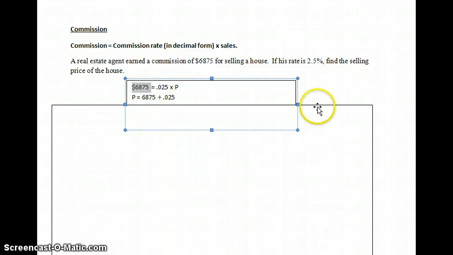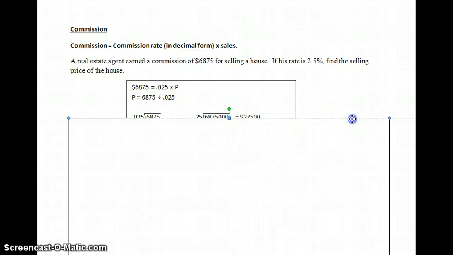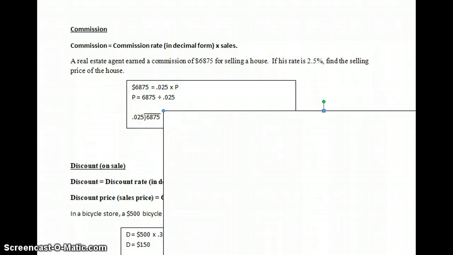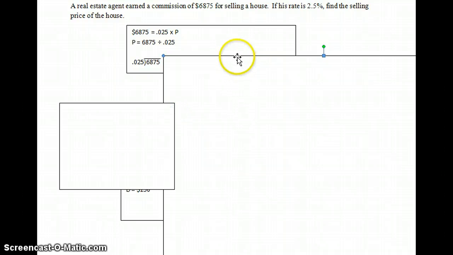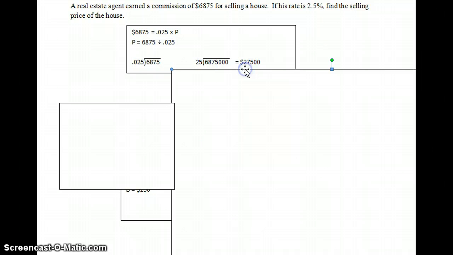So to solve for P, I need to divide 6,875 by 0.025. Now, if you remember, when we divide by a decimal, we start off writing it this way. So we've got 6,875 divided by 0.025. I'm going to move my divisor 3 places to the right, 1, 2, 3, until it becomes a whole number, then move the same amount on my dividend. So my new equation is actually 6,875,000 divided by 25. Seems like a daunting task, but it's not too bad. You end up getting 27,500. So the selling price is $27,500.